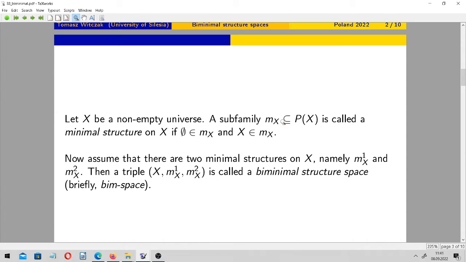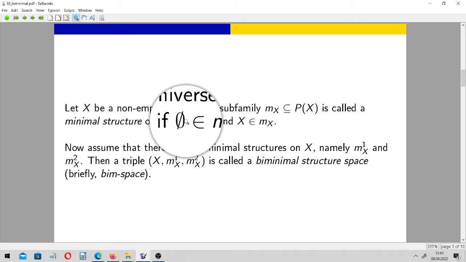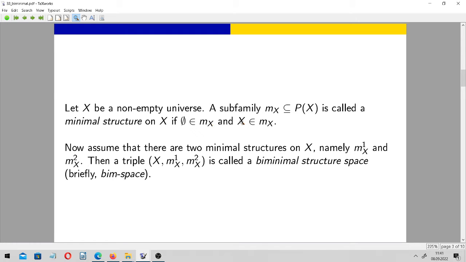We know that a subfamily Mx of the power set of some non-empty universe X is called a minimal structure on X if and only if the empty set belongs to this subfamily and the whole universe belongs to it. So these conditions are very general and weak. Now assume that there are two minimal structures on X, say M1 and M2. Then the triple X, M1, M2 is called a biminimal structure space.